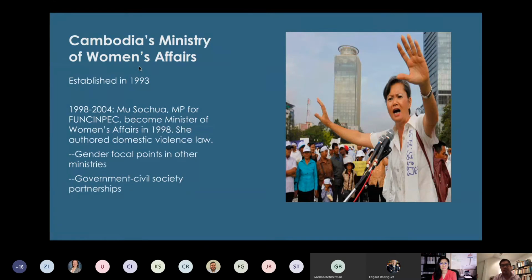Now, the Ministry of Women's Affairs in Cambodia was established in 1993. And a key individual in this ministry was Mu Sochua, who was the MP for Funcinpec, the party of Ranariddh. She then became the Minister of Women's Affairs in 1998. She was crucial because she authored the domestic violence law that eventually was passed in Parliament in 2005. She also pushed other important initiatives, including enabling gender focal points in other ministries across the Cambodian state. And as a former community activist herself, building NGOs in Cambodia, she established a number of government civil society partnerships with the Ministry of Women's Affairs.